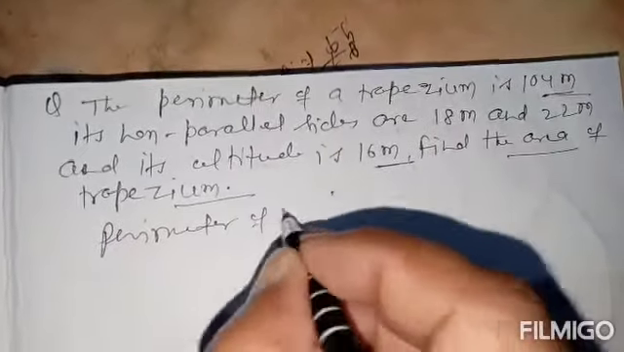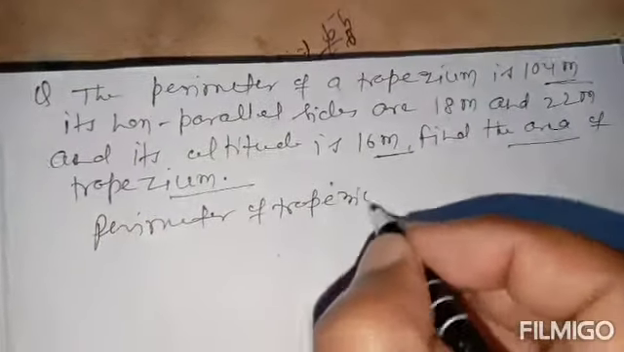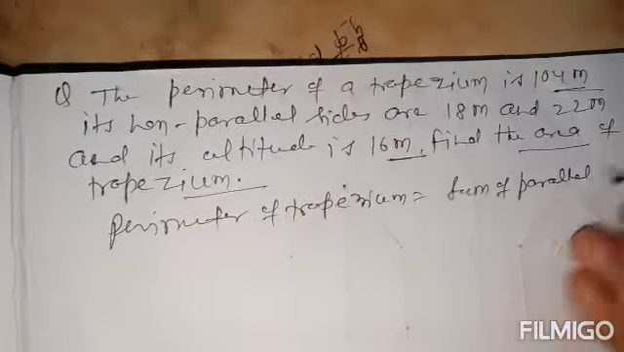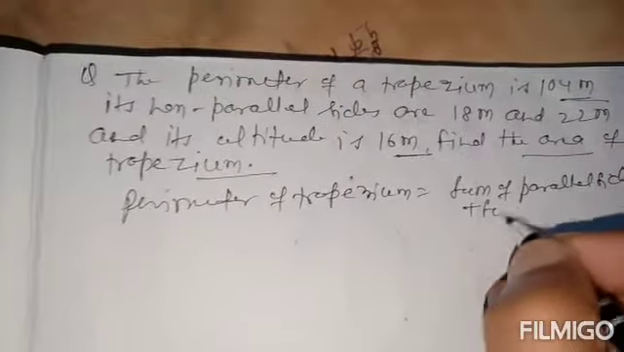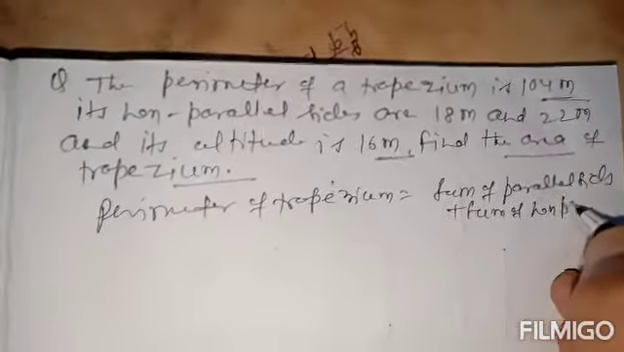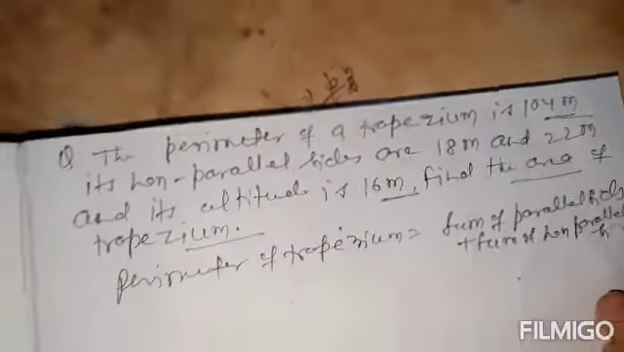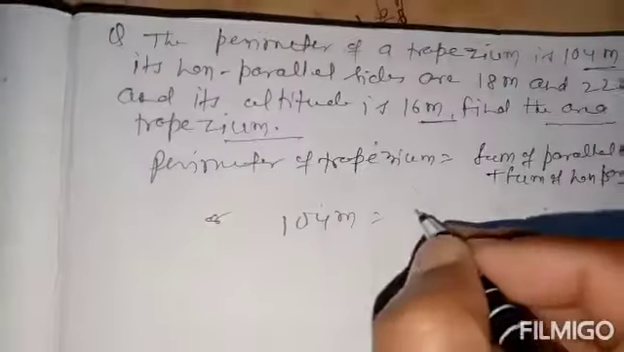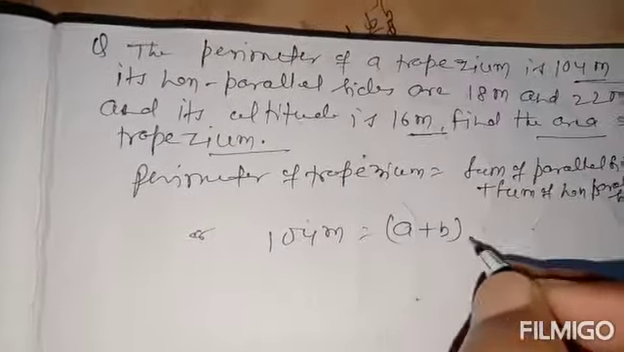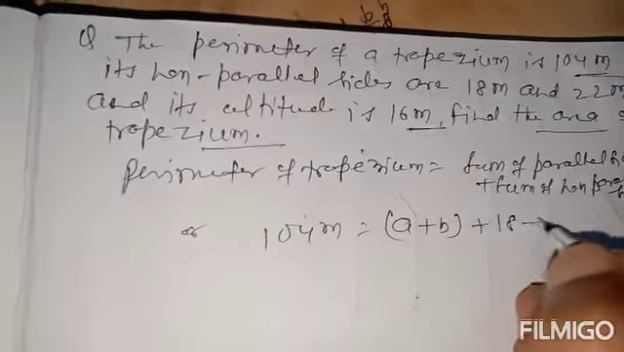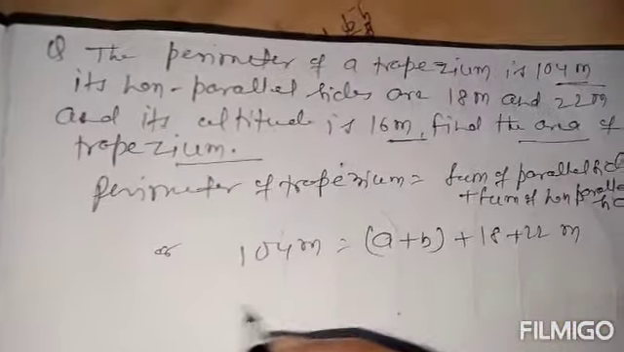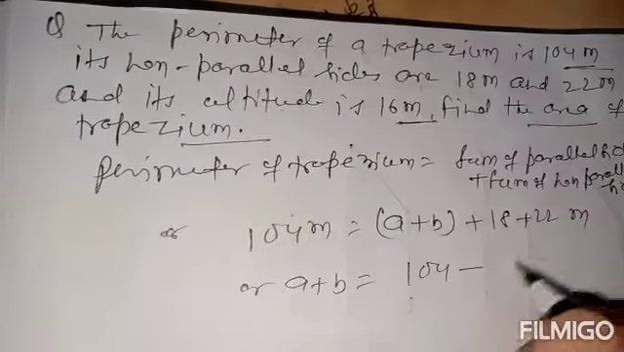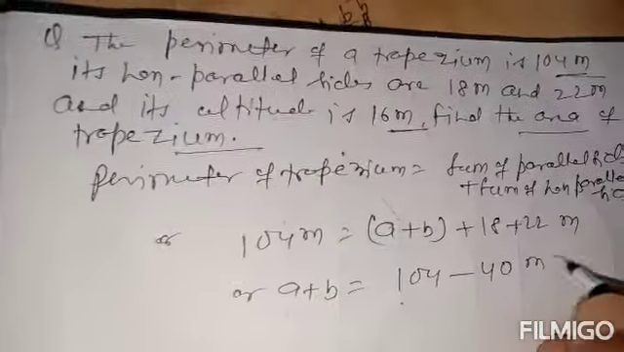Perimeter of trapezium is equal to the sum of parallel sides plus the sum of non-parallel sides. So the perimeter given is 104 meter, equal to A plus B, the sum of parallel sides, plus 18 plus 22 meter. So A plus B is equal to 104 minus the sum of 18 and 22, which is 40, means 64 meter.